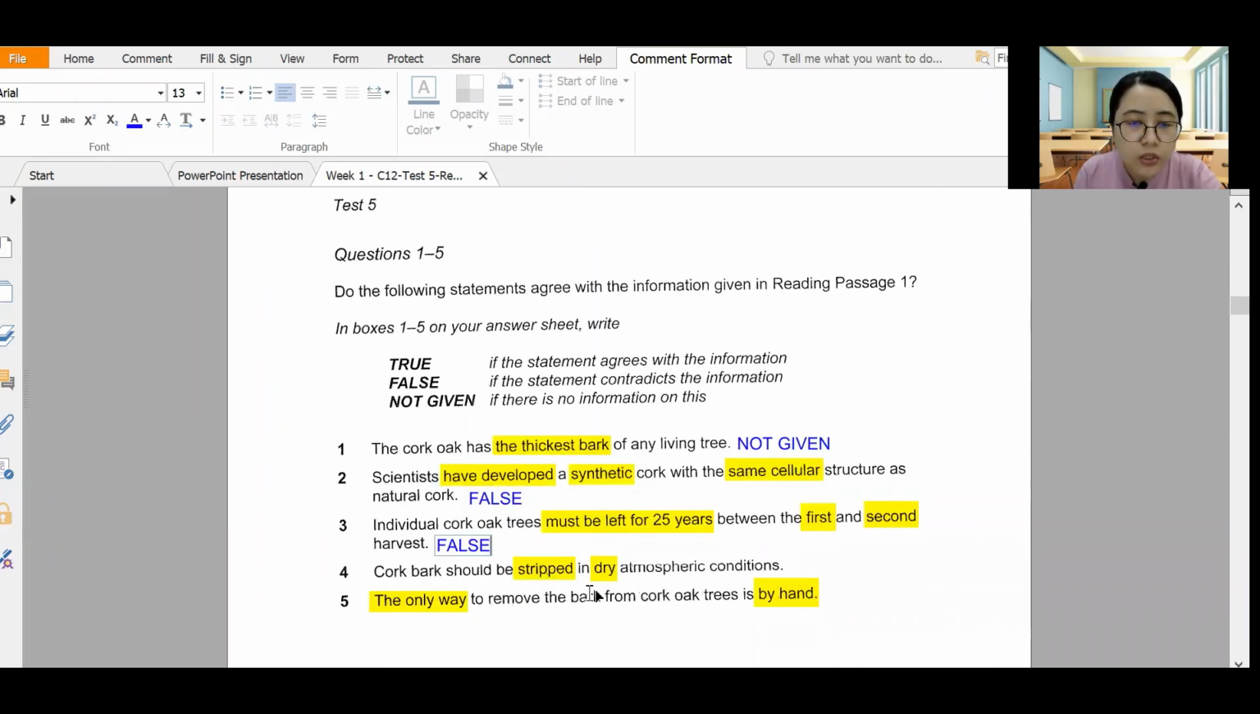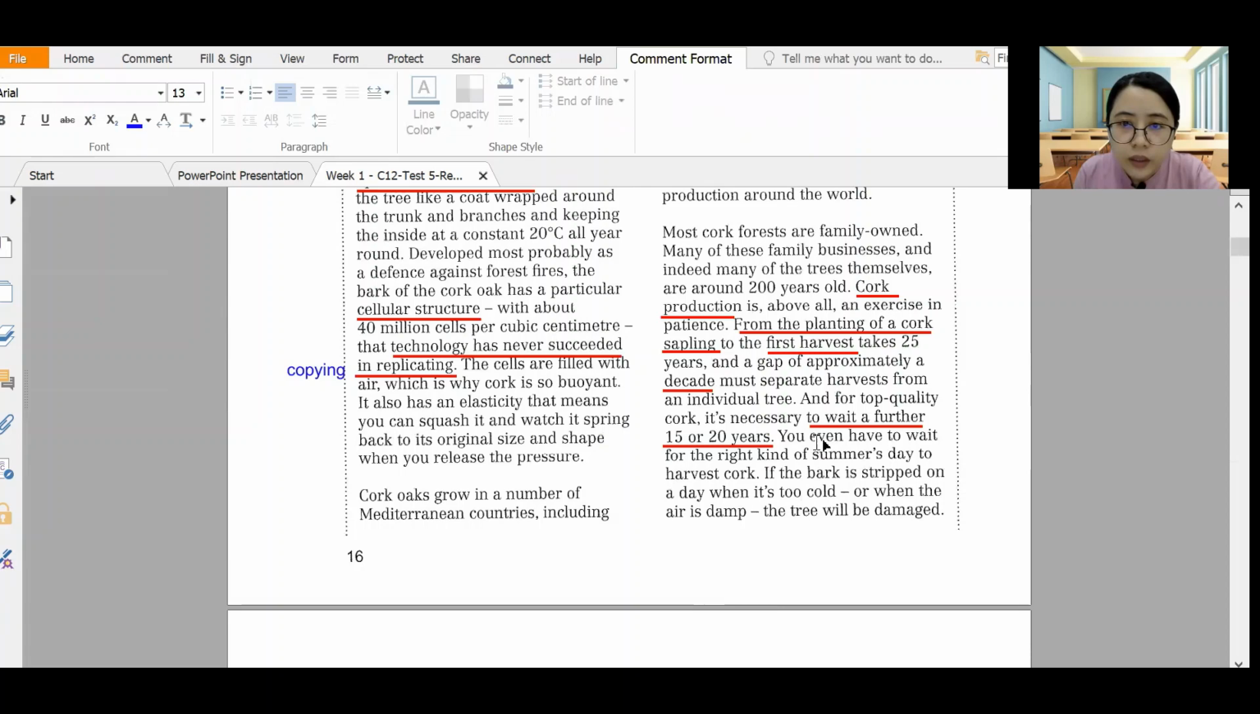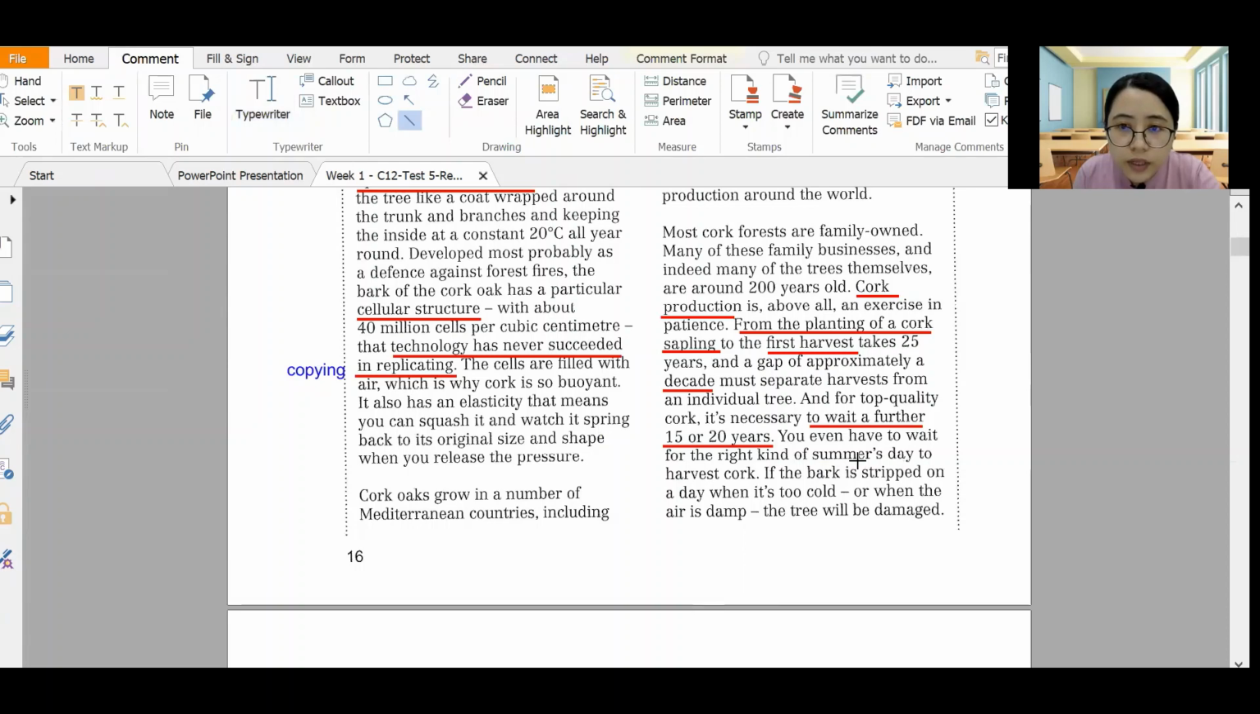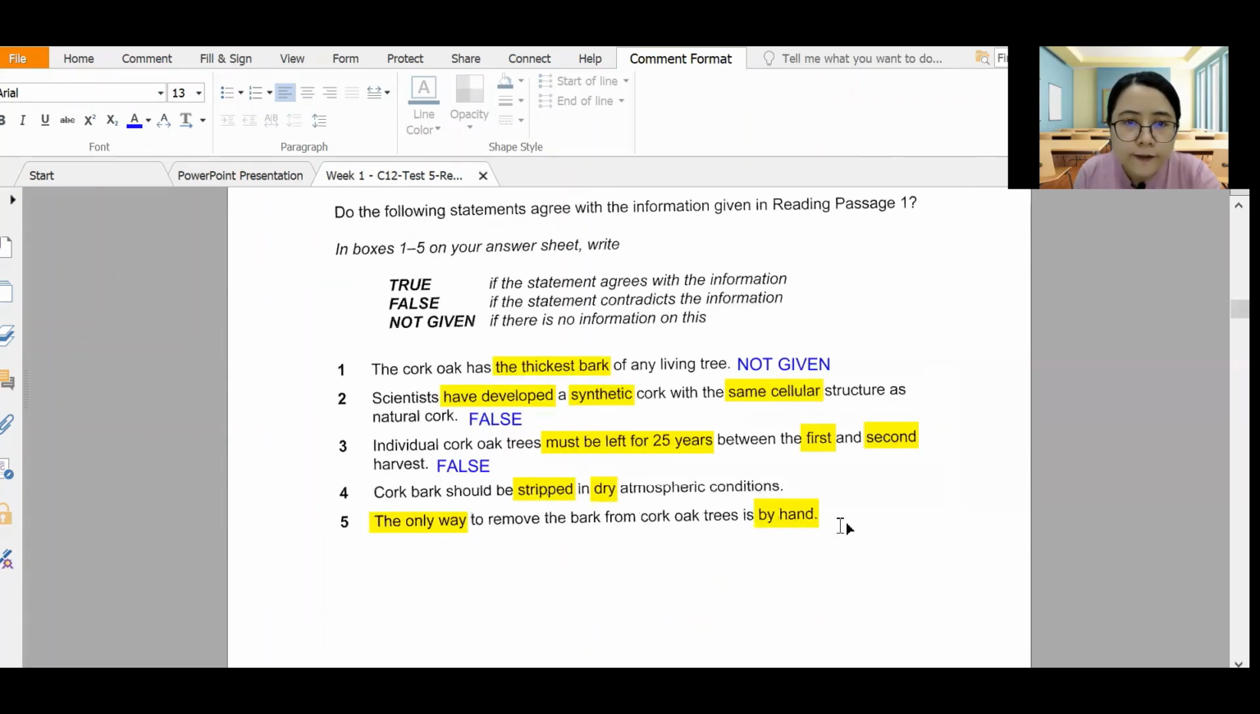Number 4 is cork should be stripped in dry atmospheric conditions. We see the condition: you have to wait for the right kind of summer days. If the bark is stripped on a day when it is too cold, or when the air is damp, the tree will be damaged. So it must be summer days. Damp means the air is wet, then the tree will be damaged. So I think this is true. Must be on summer days.